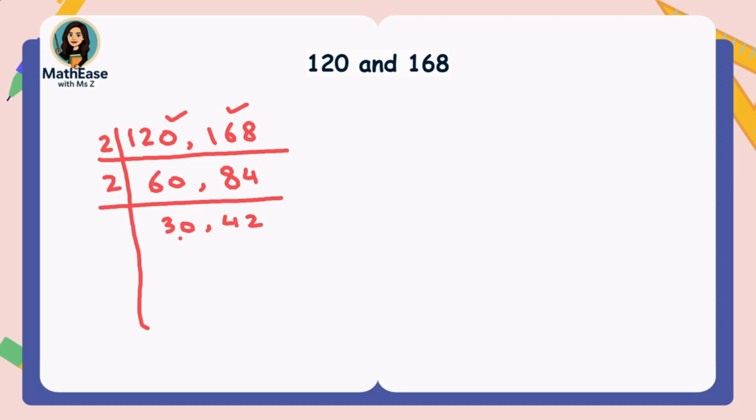Since we have both even numbers again, let's keep going on with 2. 30 divided by 2 is 15, and 42 divided by 2 is 21. Now, can we divide 15 and 21 by 2? No, we can't, because they're not even.